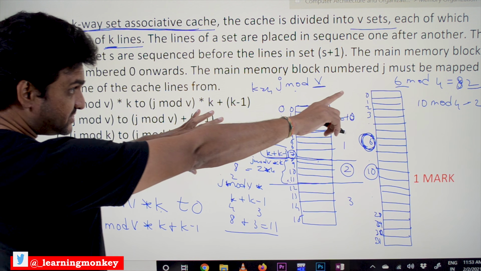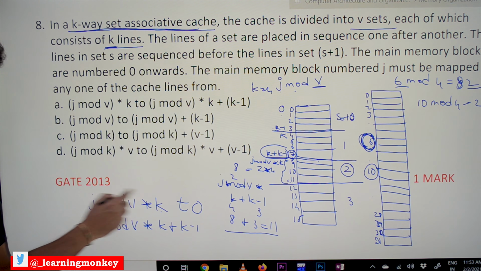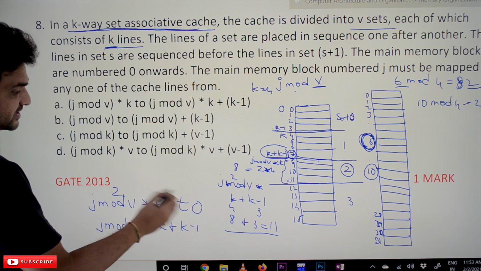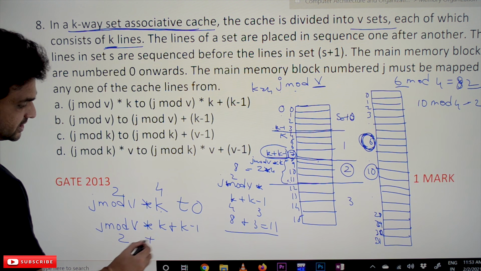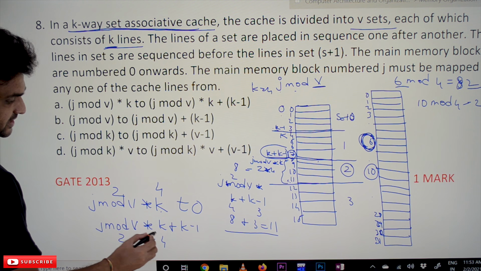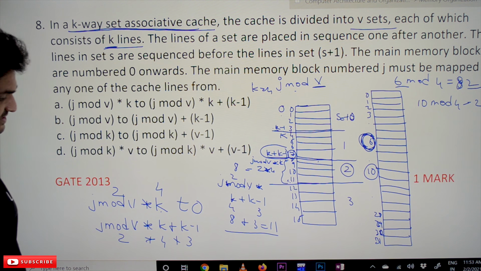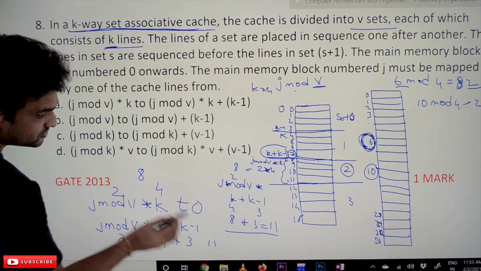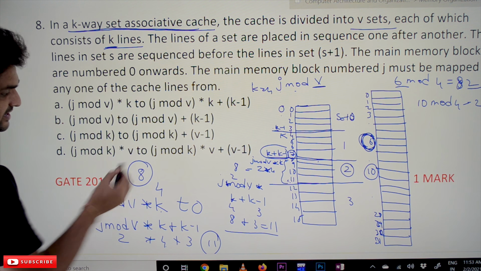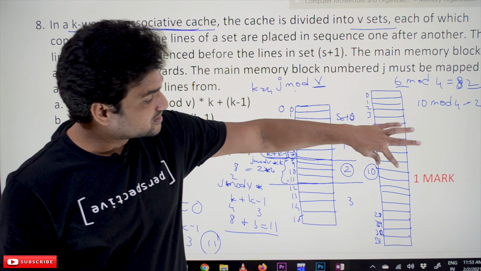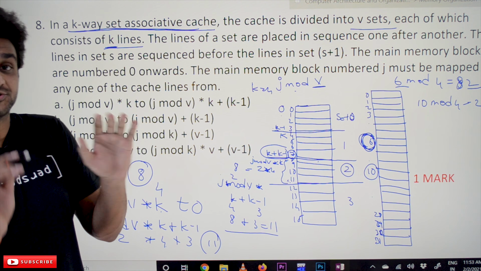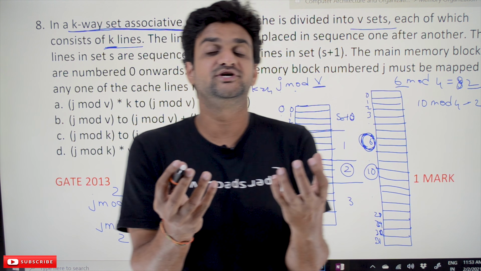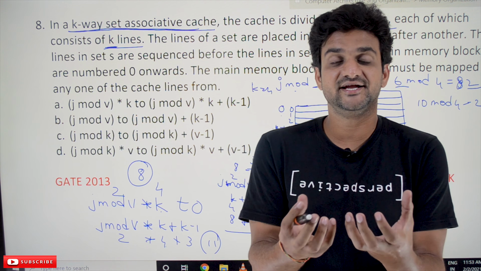If you apply the same 10th block here, are we getting the range or not? Let's check. j mod v is 10 mod 4, which is 2, into k is 4, plus k minus 1, which is 3. 2 into 4 is 8, 8 plus 3 is 11, and here it is 8. So from 8 to 11 is the range within which this 10th block can be transferred. We suggest you watch this video again and again. With that, you will get how set associative mapping works, so a clear understanding can be obtained.